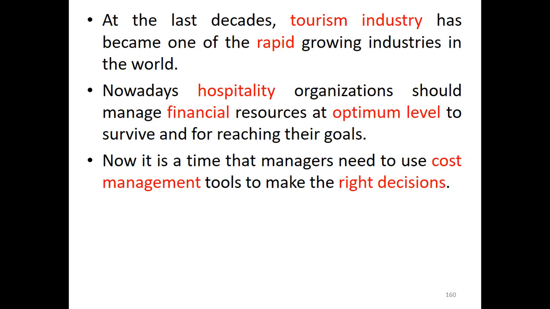Nowadays, hospitality organizations should manage financial resources at an optimum level. Manage the financial resources at an optimum level means what? With 100% efficiency, I have to utilize this. If my efficiency is idle, at that time it will generate cost. मेरा कोई भी efficiency idle नहीं होना चाहिए. I have to run each and every resource with 100% efficiency, at the optimum level. Then and then you will overcome the cost and you will generate profit.